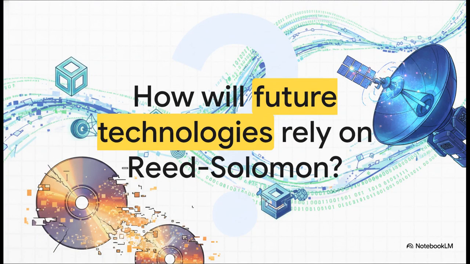And that brings us to a pretty provocative thought. From the scratches on a vintage 1980 CD to the incredibly faint signals of modern deep space probes, Reed-Solomon codes have quietly held our digital reality together. But as our digital footprint explodes and we sprint toward the quantum computing era, what new shapes will this invisible mathematical armor need to take to protect the unimaginable volumes of data of tomorrow?